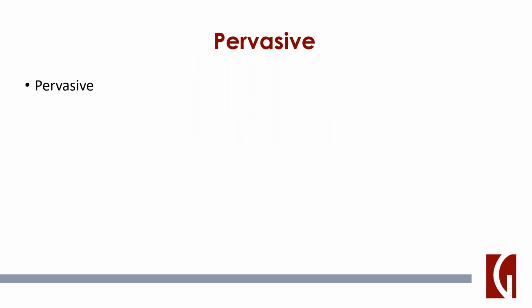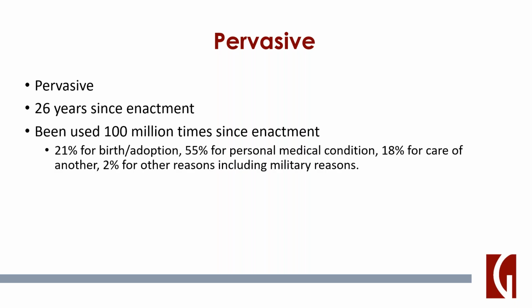So the FMLA is very nuanced, and it's an area that creates a lot of questions and problems for people and HR representatives, and we'll talk a little bit about some of those issues as we go forward. But before we get there, it's important to understand how incredibly pervasive FMLA is. FMLA was first enacted in the 90s during the Clinton administration, so it's been 26 years now that the FMLA has been in effect.